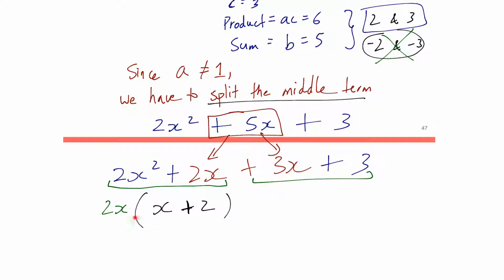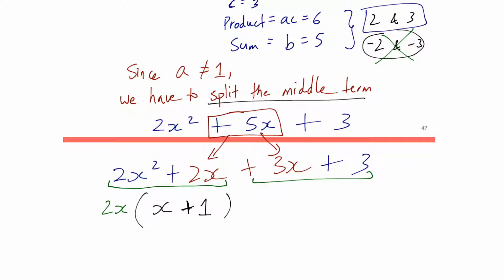And again, when you do common factoring, always check. 2x times x should give you the first term. 2x times 2 should give you the second term. Whoops, I made a mistake. Should be an x plus 1. There you go. Always good to do a check. And as soon as you're completely sure about this factoring over here, one thing we can use for the second part is we need the second bracket to be the same also. You can use that as a reminder.